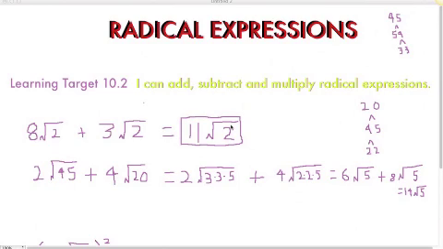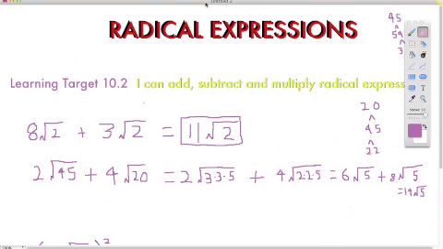Hello. Today we're going to go over learning target 10.2 for radical expressions, and that says that I can add, subtract, and multiply radical expressions. So let's start off with the first one.